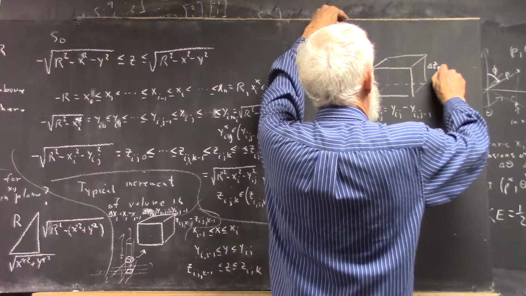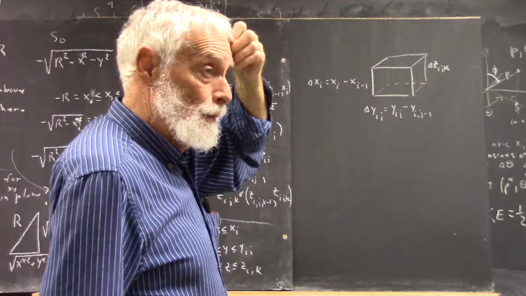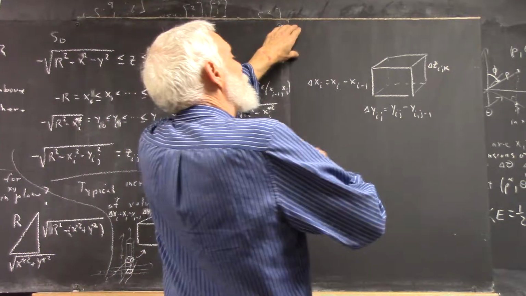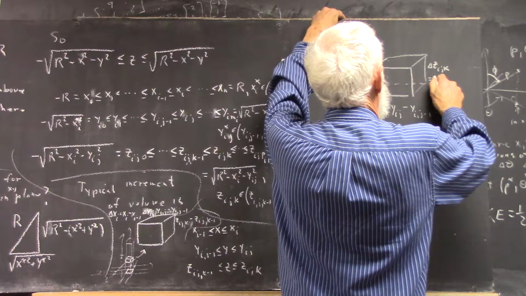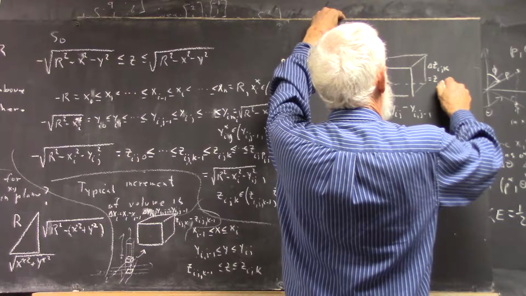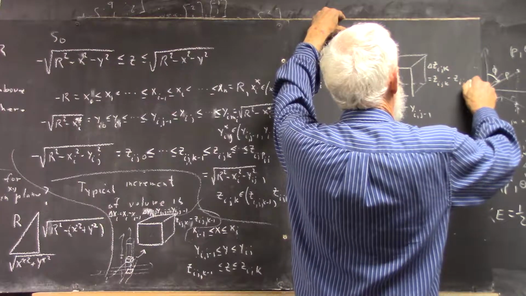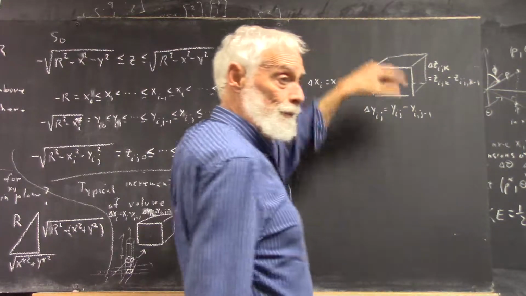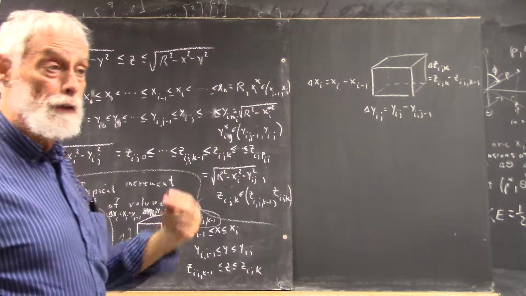Our delta z_ijk. Okay, because, well, it should be clear. This equals z_ijk minus z_{ijk-1}. Okay? And that should all hang together. You should understand this. Okay?